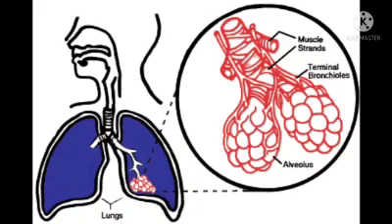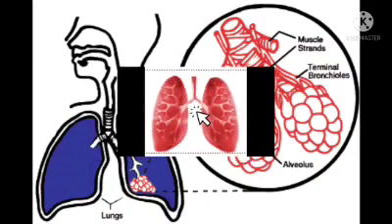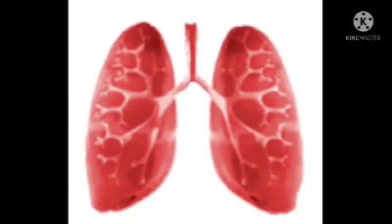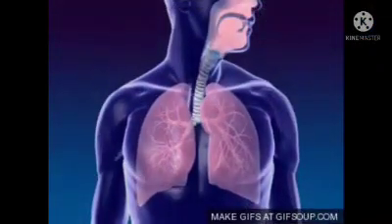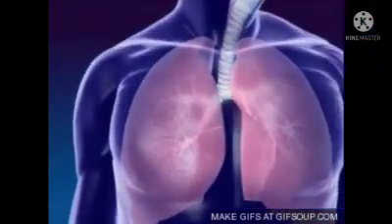Bronchioles terminate into tiny air sacs called alveoli. They provide surface area for gaseous exchange. They have a dense network of blood capillaries around them. Next is the lungs. The main organs in the human respiratory system are the lungs.